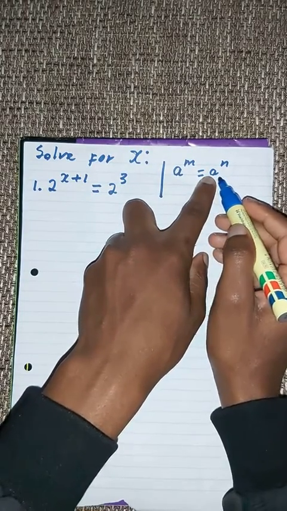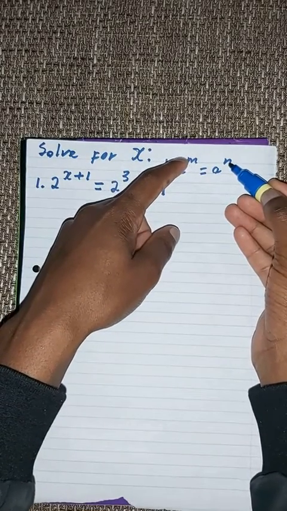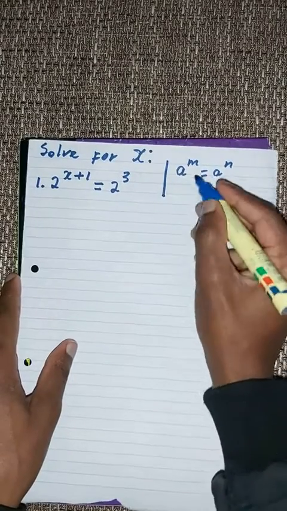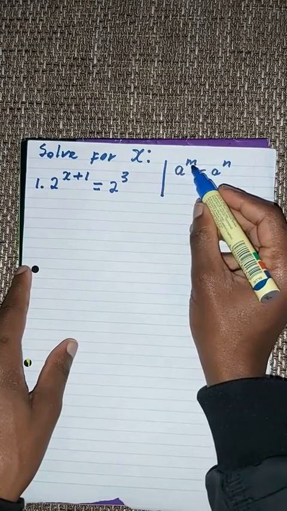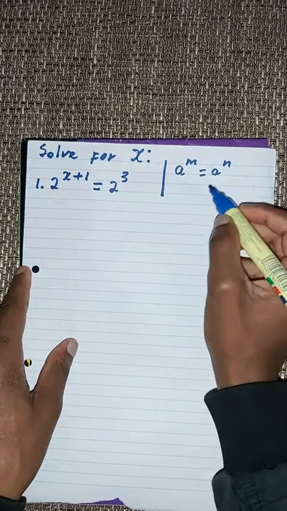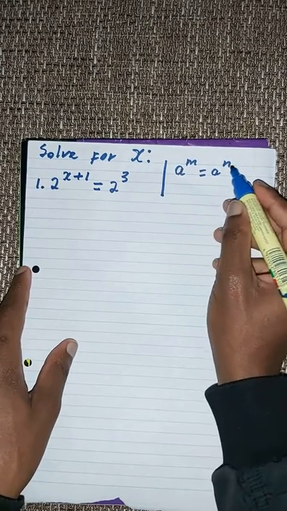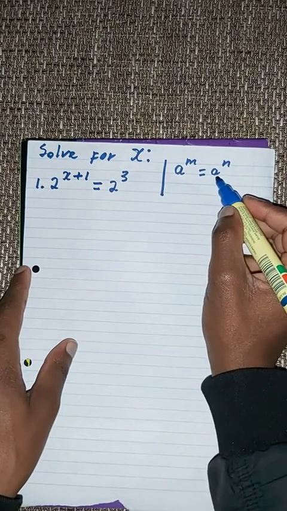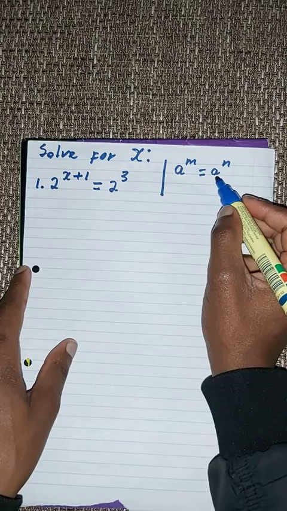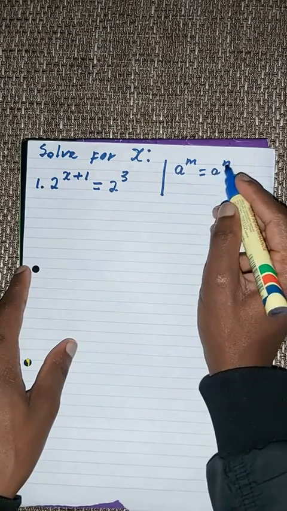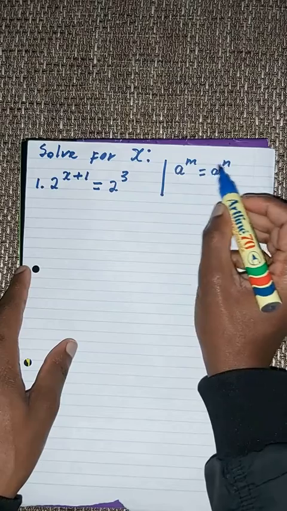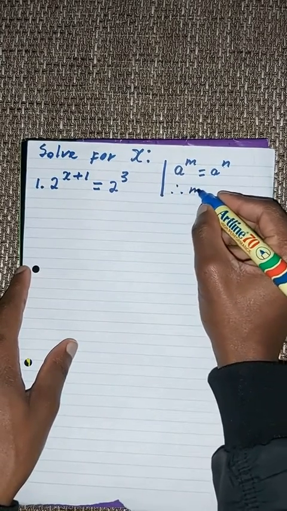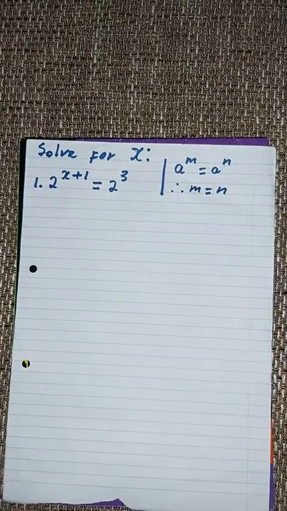This basically means that my exponents are supposed to be equal to each other, okay? Because I have a to the power of m, this exponent of m has a base of a, and on the right hand side I have a to the power of n. This exponent of n has the base of a. It means that for me to solve this equation, I will have my exponents being equal to each other. So my final answer here will be m is equal to n, okay?